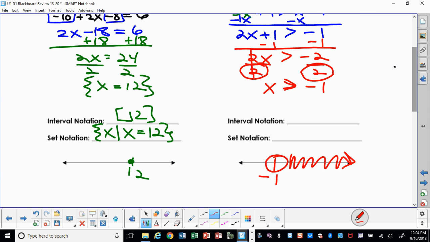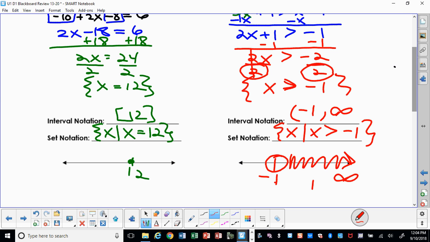And that is also my set notation, right? I'm just going to go x such that x is greater than negative 1. Interval notation, it goes from negative 1 to positive infinity. I just add a comma. So negative 1 to positive infinity, and there I go. All right.